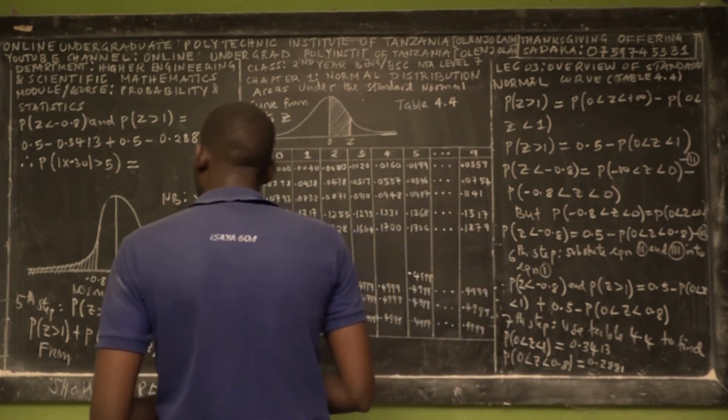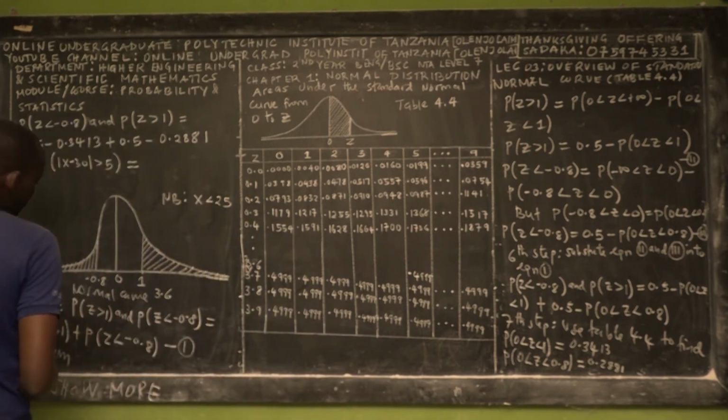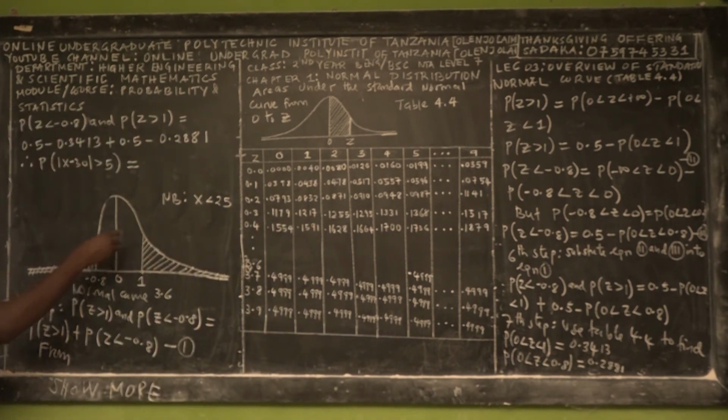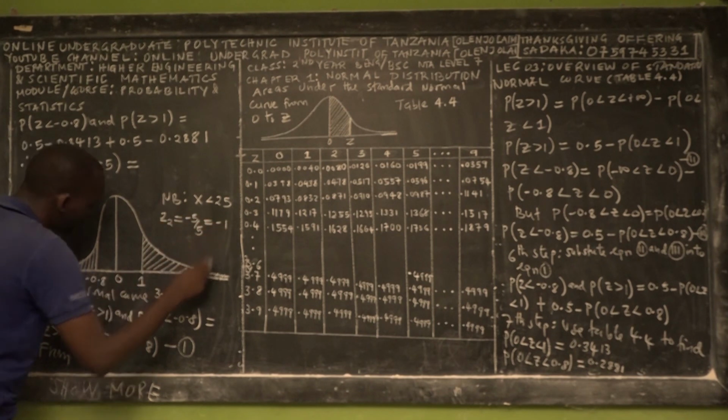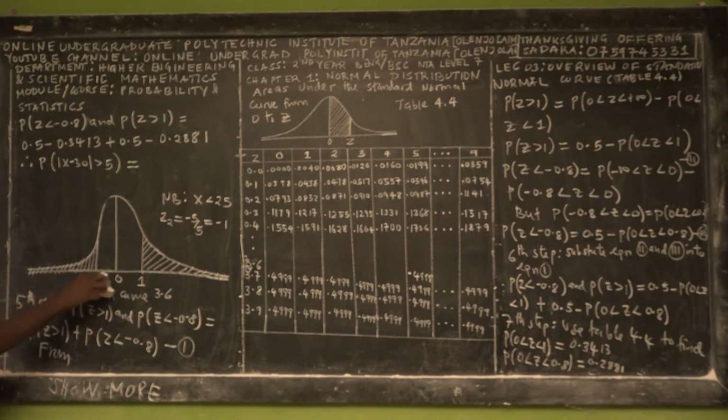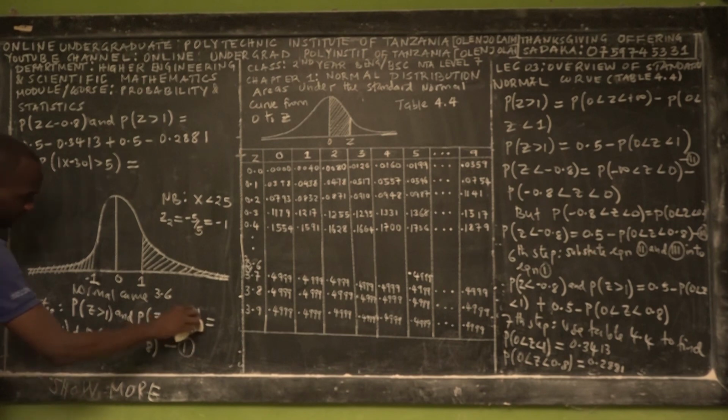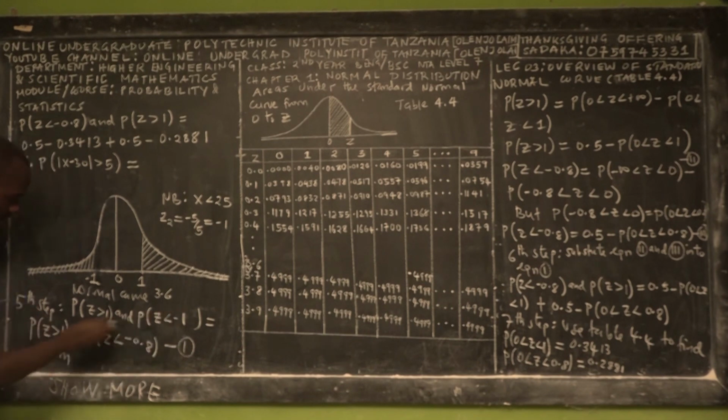Yes, because I didn't delete. So for this case, the 2 will be negative 5 over 5, which is negative 1. So this is negative 1 also. It's negative 1.00. So this is negative 1.00.